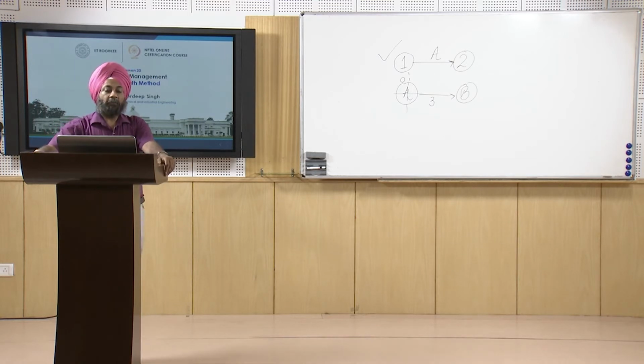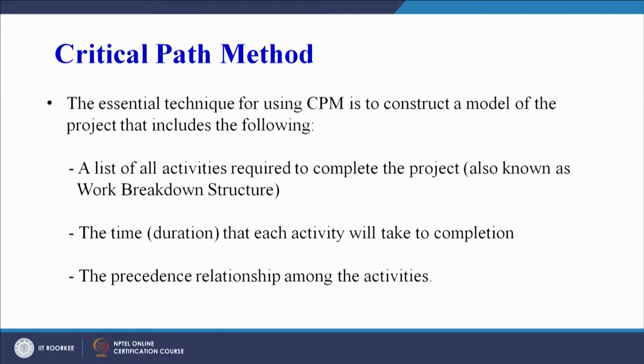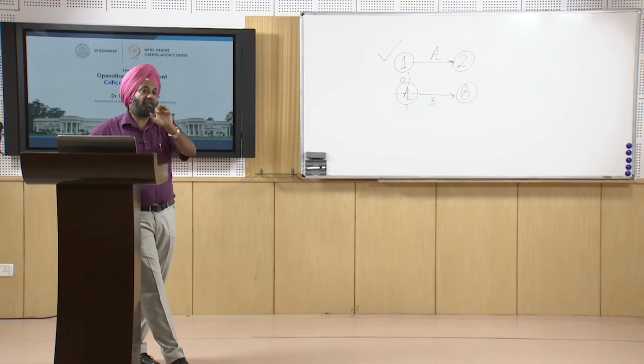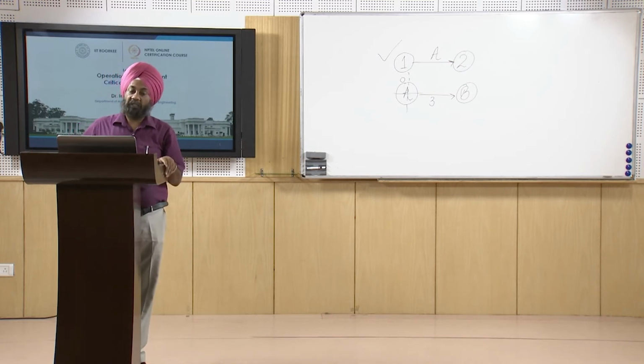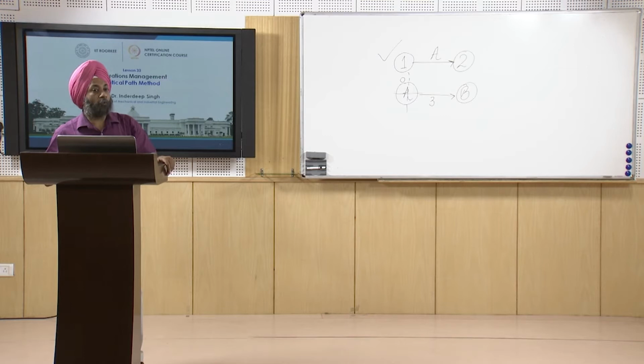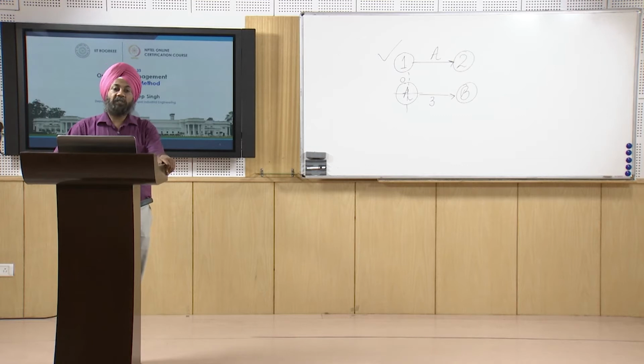Now in the critical path method, the essential technique for using CPM is to construct a model of the project that includes the following. Basically we will use the nodes and arrows that I have drawn on the whiteboard. These nodes and arrow combinations will be used to represent the various activities that comprise the project. We need to have a list of all activities required to complete the project, also known as the work breakdown structure, WBS, the time that each activity will take for completion, and also the precedence relationship among the various activities.